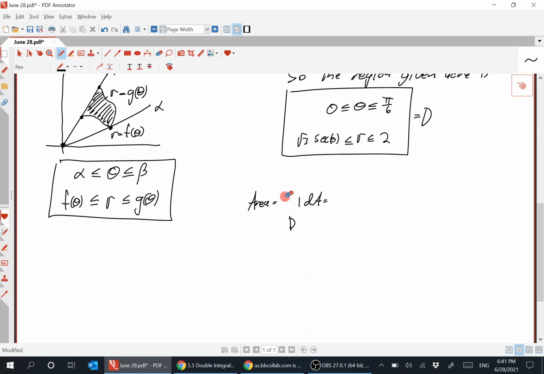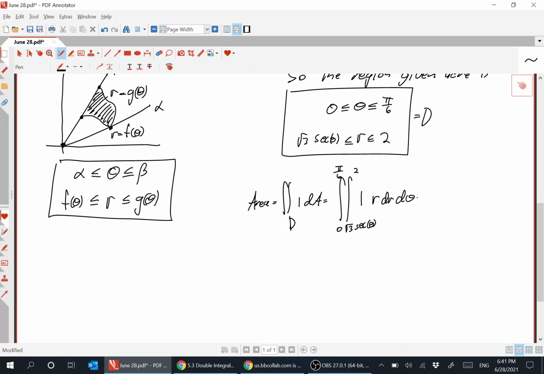Right, the double integral over D of just 1. Describing this in polar terms, r goes from root 3 secant theta to 2, and theta goes from 0 to pi over 6, of 1, and then the dA becomes r dr d theta.